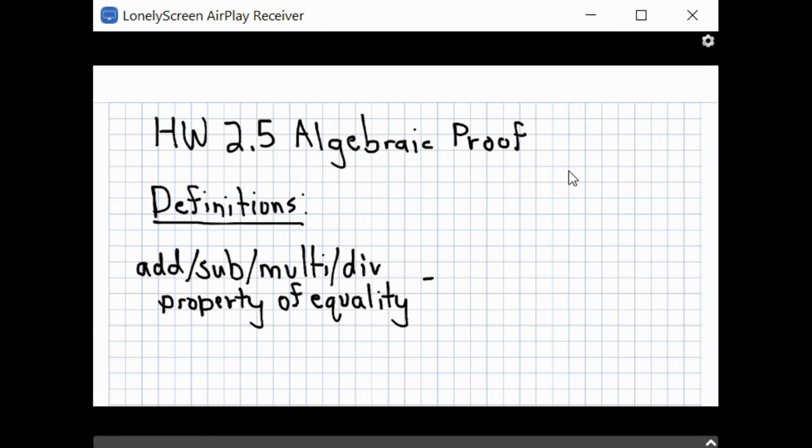So we're talking about algebra today. This is homework 2.5, talking about algebraic proofs. And so this is the definitions and questions. Let's go ahead and get started. Jump right in.